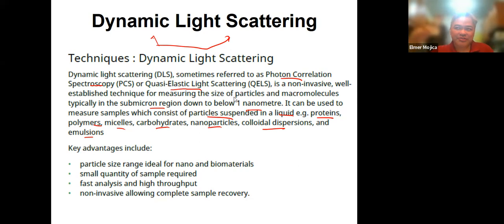Kasi bumababa yung absorbance, nagbabago yung CD, tapos yung fluorescence bumababa. Sabi namin, gusto ko malaman ano nangyayari.